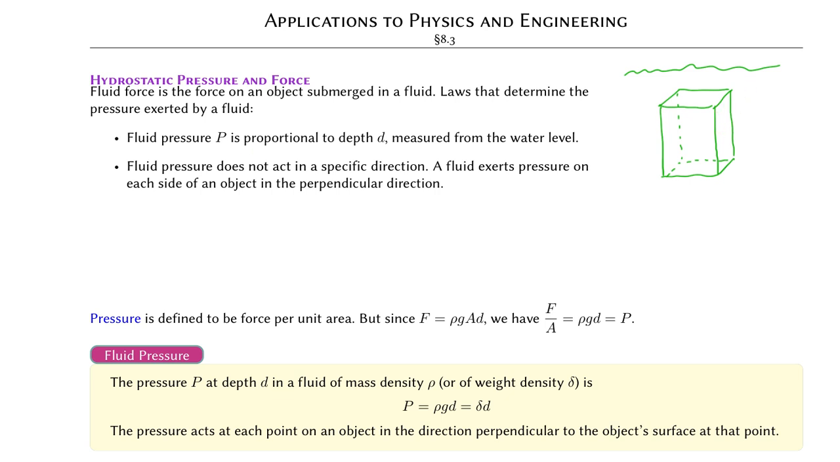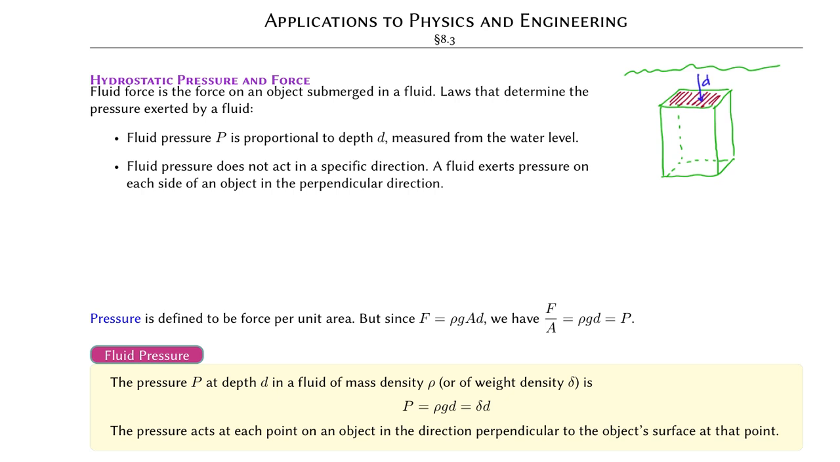d is the distance from any point on the surface to the water level. Fluid pressure does not act in any specific direction. A fluid exerts pressure on each side of an object in the perpendicular direction. For example, take the top surface of an object whose distance from the water level is d. This is the depth of the object.